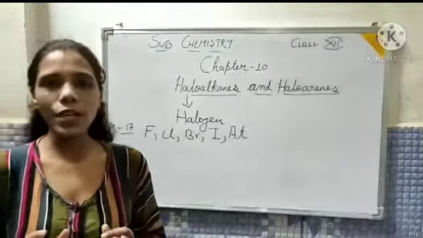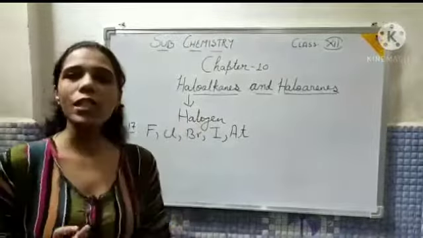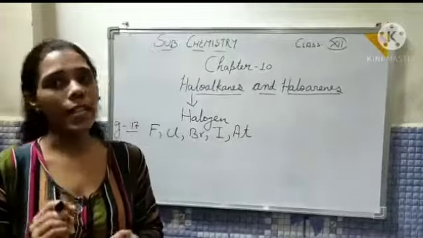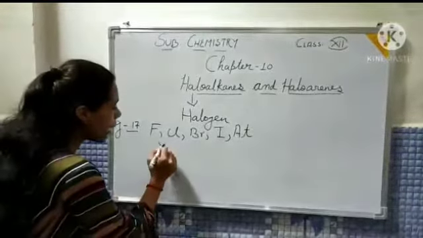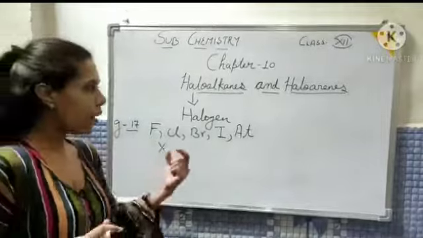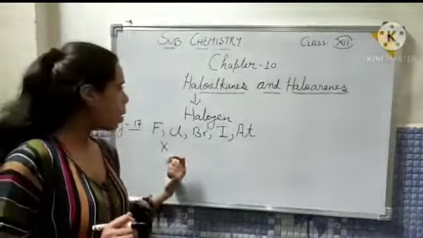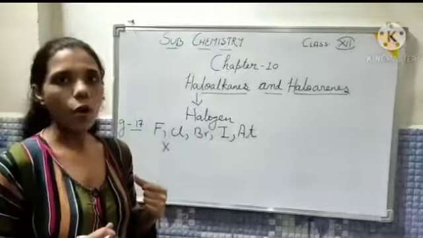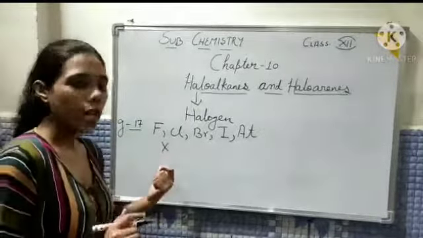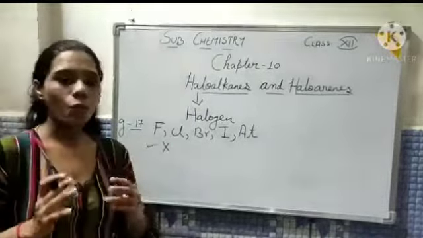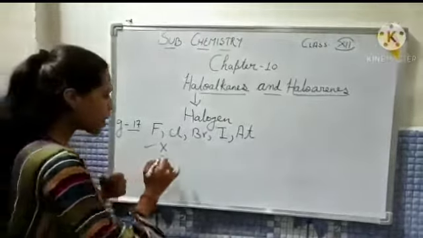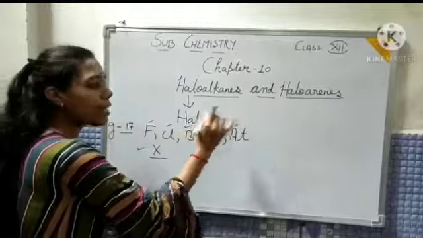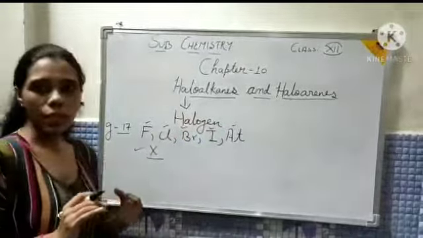Understood, students? Now, we generally represent the halogen with the letter X. Whenever you use halogens in haloalkanes and haloarenes, or wherever you use them in organic chemistry, you will use the letter X. So this is the way to represent the halogen. X can be anything, maybe fluorine, chlorine, bromine, iodine or astatine. Okay, so keep this in your mind.